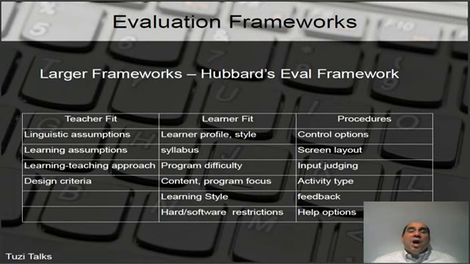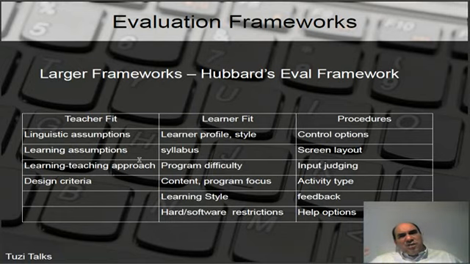If I want to look at a larger framework, I can look at Hubbard's as well, and I can look at these 3 areas. I can look at the teacher fit, the learner fit, and the procedures. And I'm looking at the teacher fit. I can look at the teacher's linguistic assumptions. Does this application fit that? Does it fit my learning assumptions or my design curricula? And I can see how maybe they can meld together. Maybe they will work together that way. I can look at the teacher fit. I can look at the learner fit.